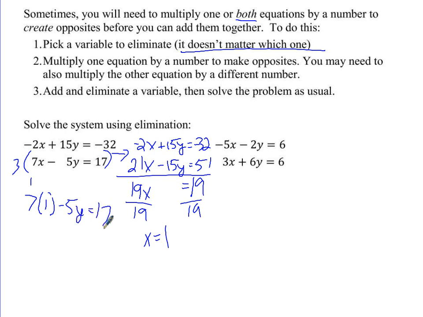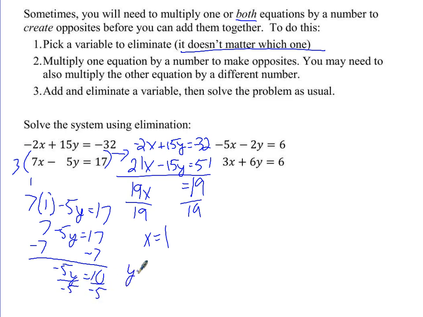So 7 times 1 is 7, minus 5y is 17. Subtract 7, that's a positive 7 that needs to disappear. So we subtract 7 from both sides and we get -5y equals 10. Divide both sides by -5 and we get y equals. That's a positive 10 divided by a -5, so we get -2.